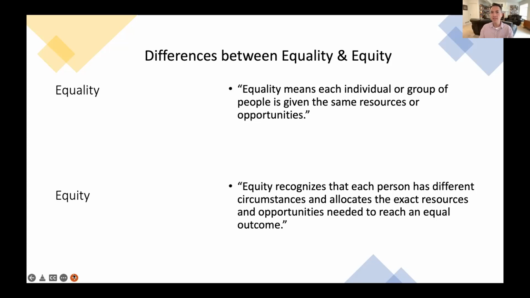Equality means giving each individual or group of people the same resources or opportunities. That's equality, straight across the board, and we're going to show a photo of this as a demonstration. But equity is a little bit different. This means that each person has a different circumstance, and you allocate the exact resources and opportunities needed to reach an equal outcome.